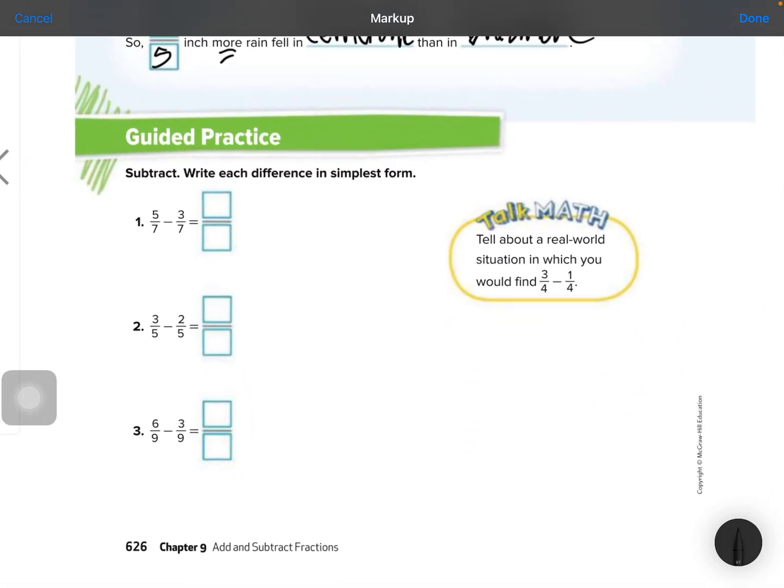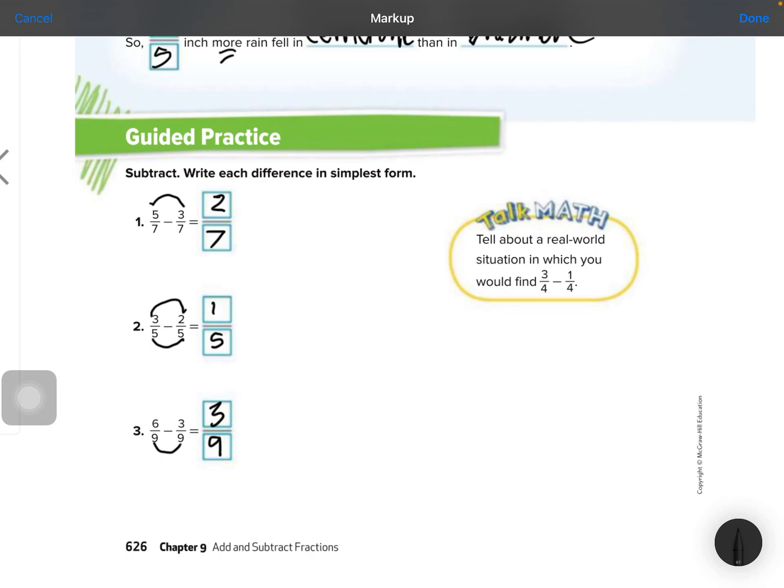There we go. Guided practice. Okay, just subtract straight across. They are alike, so you just bring that denominator over, and then you subtract 3 from 5, and our answer is 2. Denominator just comes straight across. Subtract 2 from 3, answer is 1. Denominator comes straight across. Then you subtract the top. We have 6. We're going to subtract 3. We're going to have 3 left.